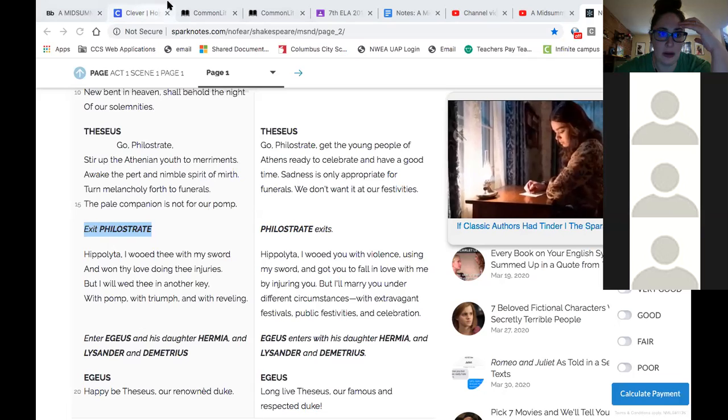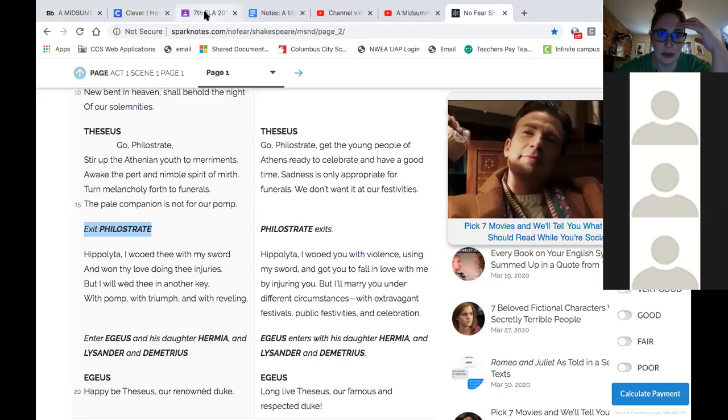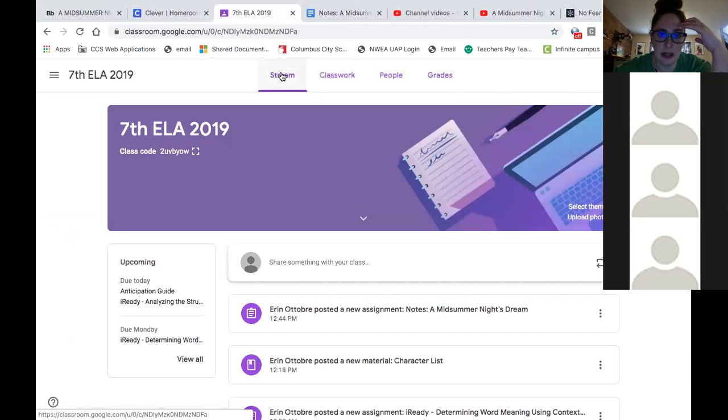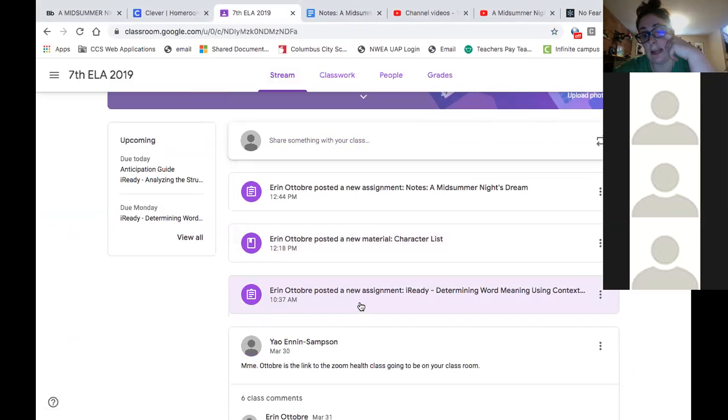I'm going to go ahead and close all this Common Lit stuff. I added a couple of things to Classroom. There's a new iReady assignment, determining word meanings using context clues. That is going to be due Monday.